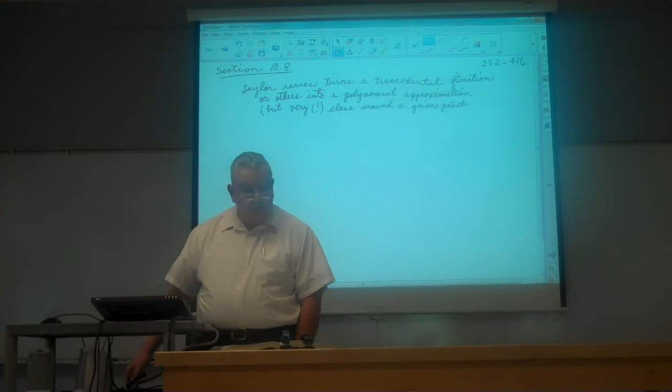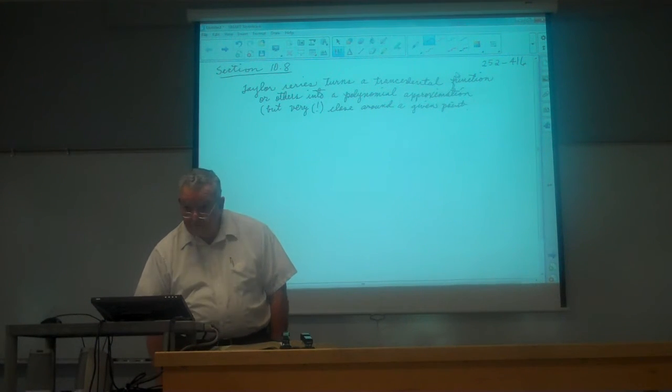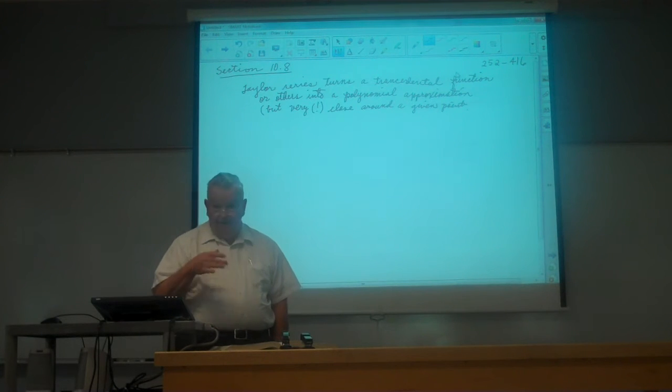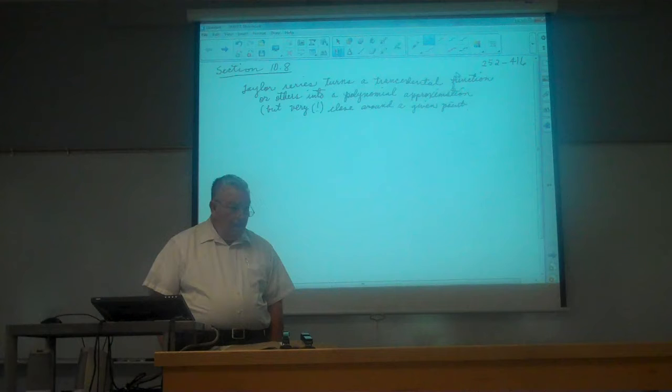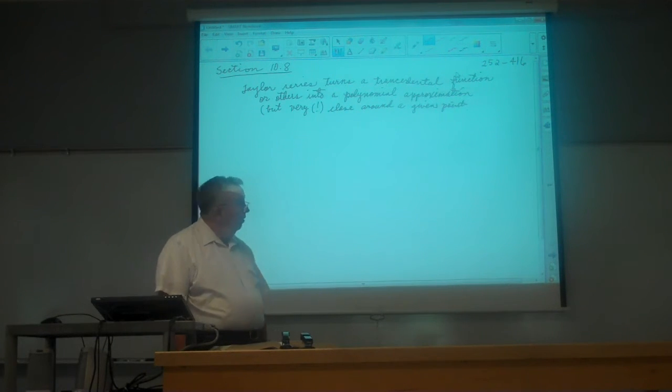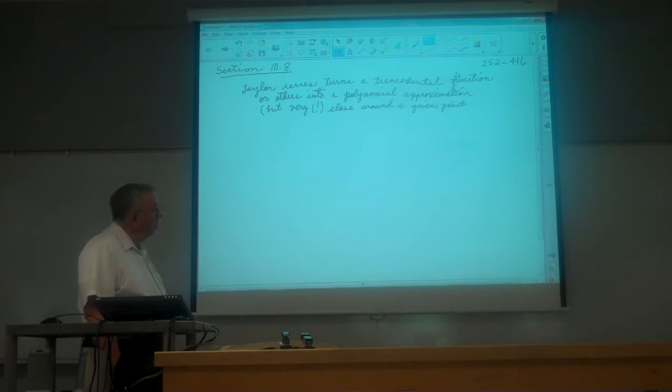What's a transcendental function? e to the x, sine x, cosine x, logs, trigonometric functions, hyperbolic functions. Those are transcendental functions. And others would be messy square roots. That's the other. And it turns them into a polynomial function.